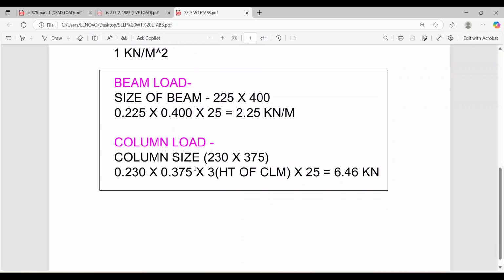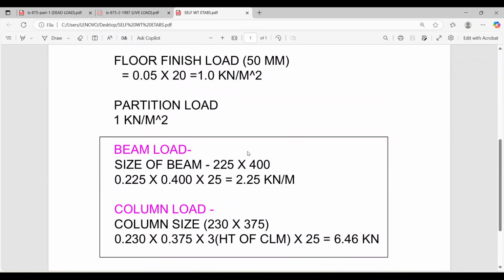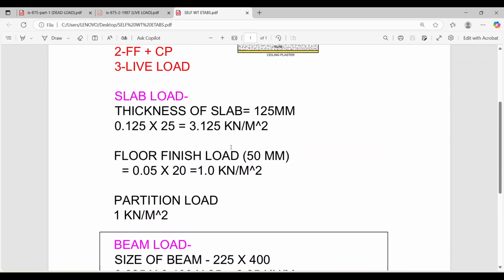And here you see the column load. Here you see the column size is 230 by 375. Just do the multiplication, and 3 is nothing but the height of the column. Okay, for the column load you need to consider the height of the column, and then 25 is nothing but the unit weight of the RCC. So here you see 6.46 kilonewton. That will be your column self weight. And these three things always remember, guys. Here you see the slab load. Slab load is in kilonewton per meter square. Here you see kilonewton per meter square.